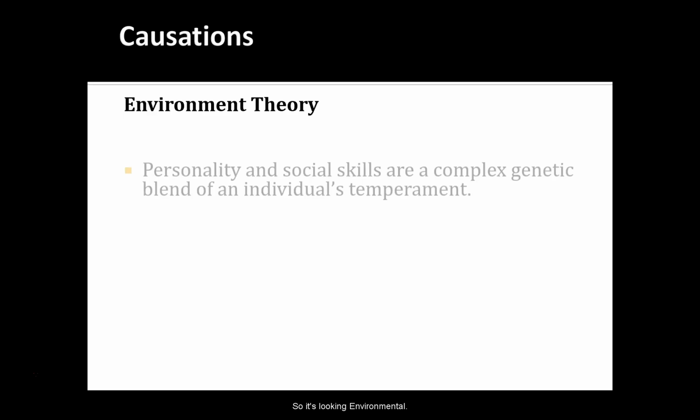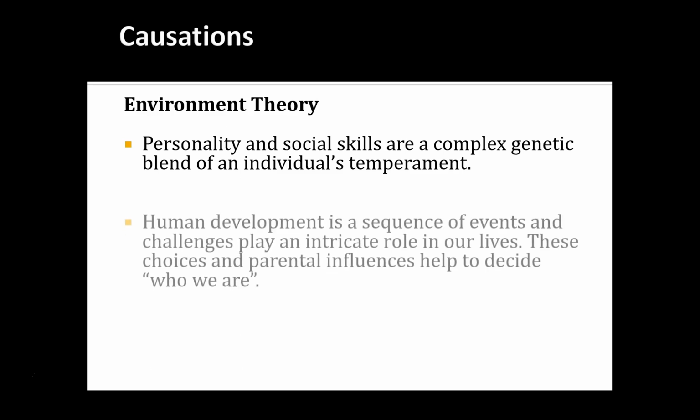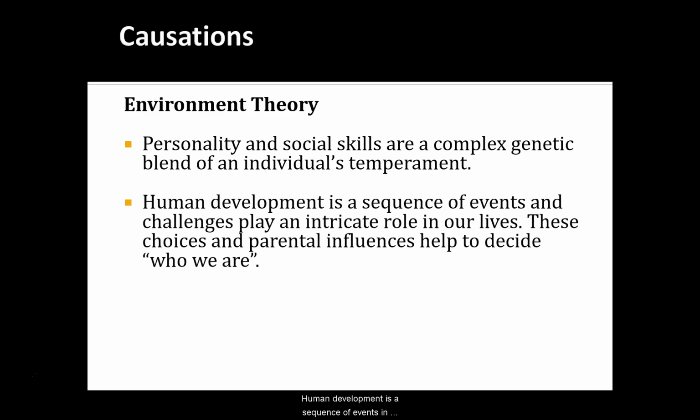So let's look at environmental theory. Personality and social skills are a complex genetic blend of an individual's temperament. So now we're looking at the way we grew up, not so much what we're made out of, but what we were affected by and our influences. So human development is a sequence of events and challenges. They play an intricate role in our lives. These choices and parental influences help to decide who we are.